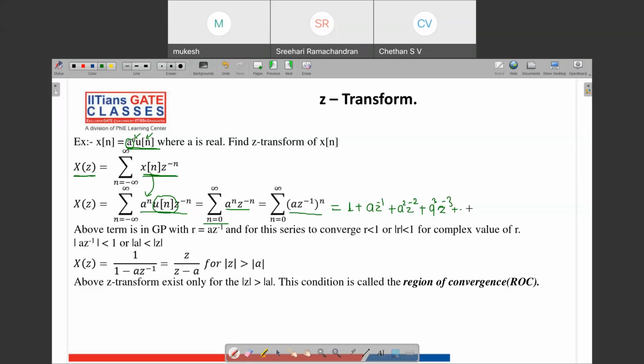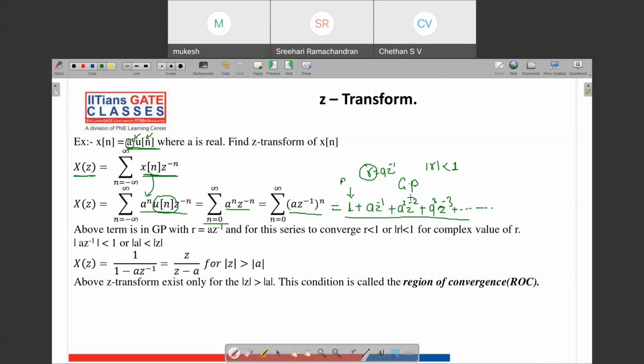If you see this series, it will continue, and this is a GP, a geometric progression, where the first term is 1 and the ratio r is equal to a z inverse. We know that this is a geometric progression with an infinite number of terms. For this kind of geometric progression to converge to a finite value, the magnitude of the ratio r has to be less than 1. Then only your GP will converge.